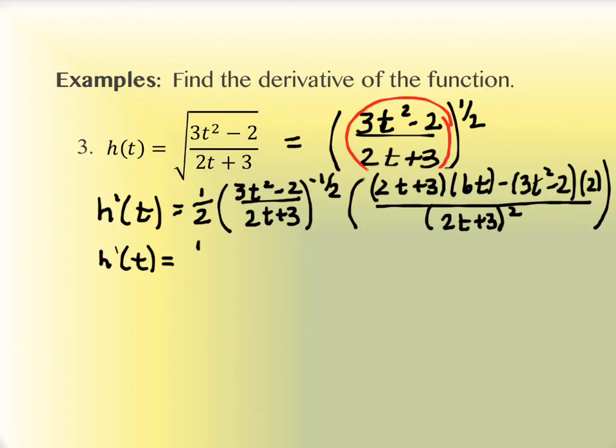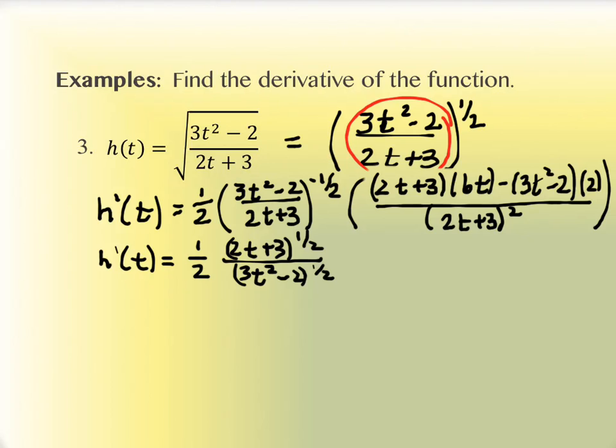I'm going to rewrite this. The 1/2 will stay in front, and I'm going to write this as 2t plus 3 to the 1/2 over 3t squared minus 2 to the 1/2. So I did two things at the same time. I flipped the fraction, and I distributed, if you will, the exponent to each of the numerator and denominator separately.